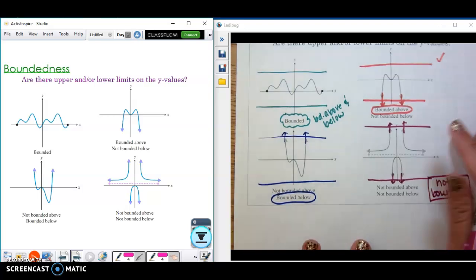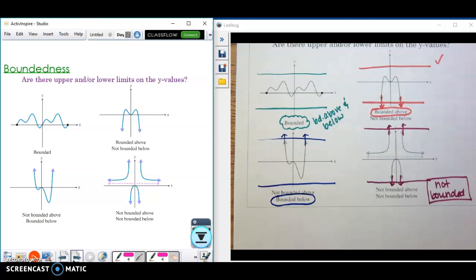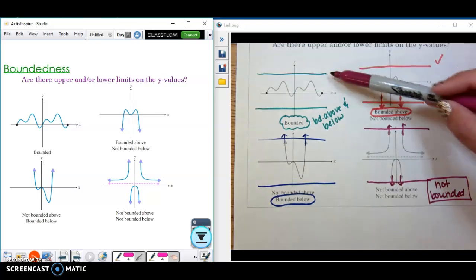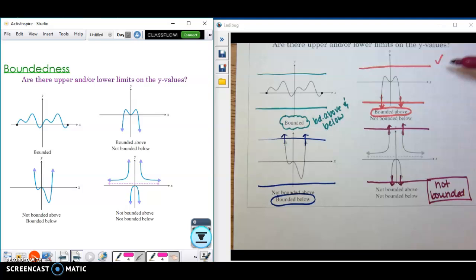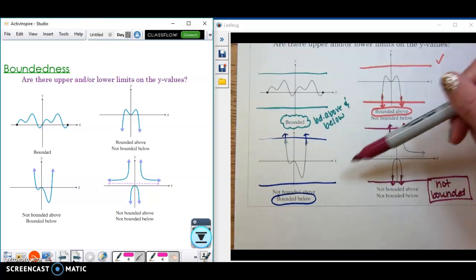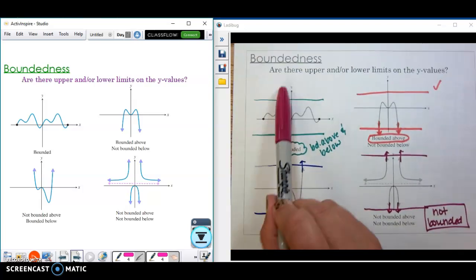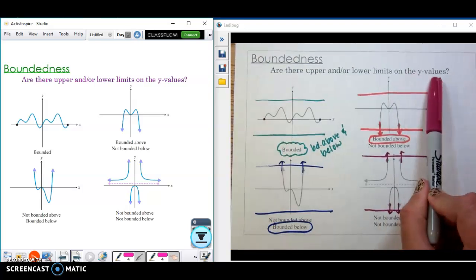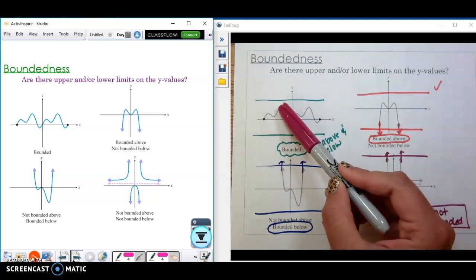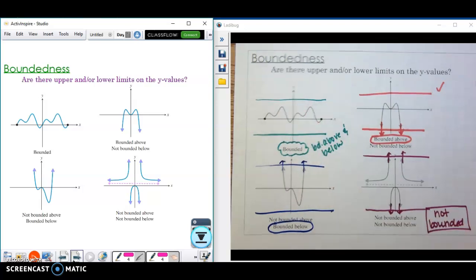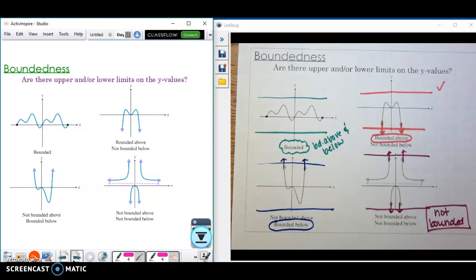Okay, so there's just 4 different options here. It can be bounded, which means top and bottom is not going to cross. It can be either just bounded above or just bounded below, or it could be not bounded if it's going to cross at the top and at the bottom. So bounded just means, and if you look back at the question, it asks, are there upper or lower limits on the y values? So in other words, the highest that the y value can go or the lowest that the y value can go. So that's what boundedness is.